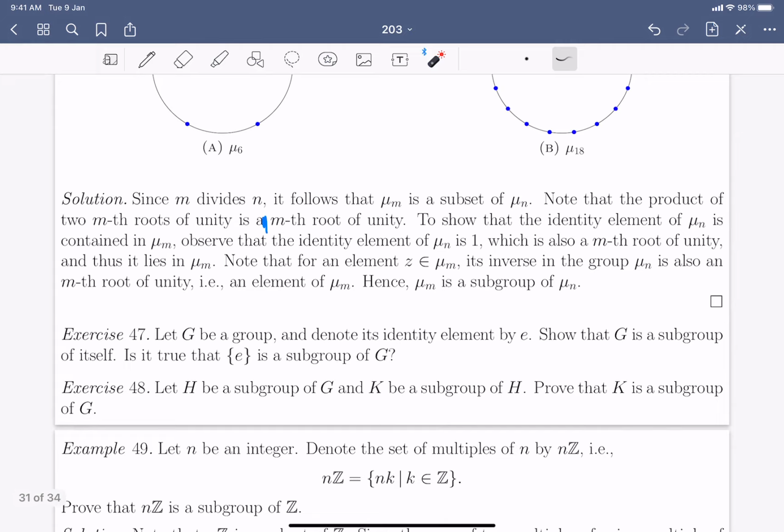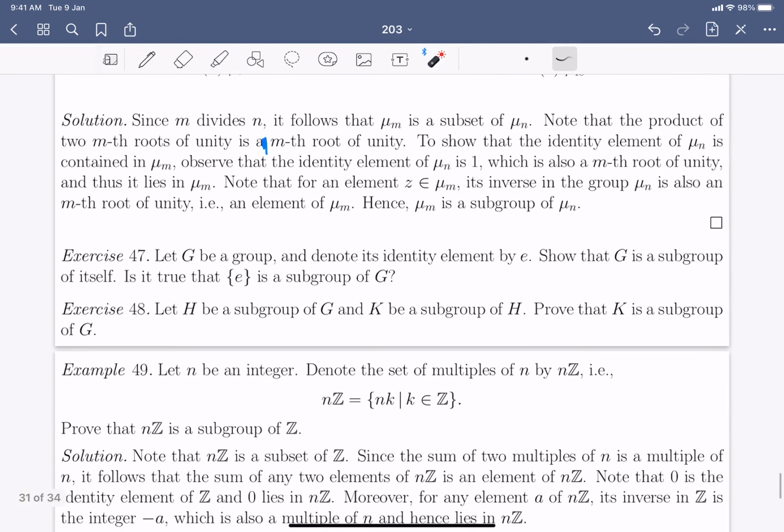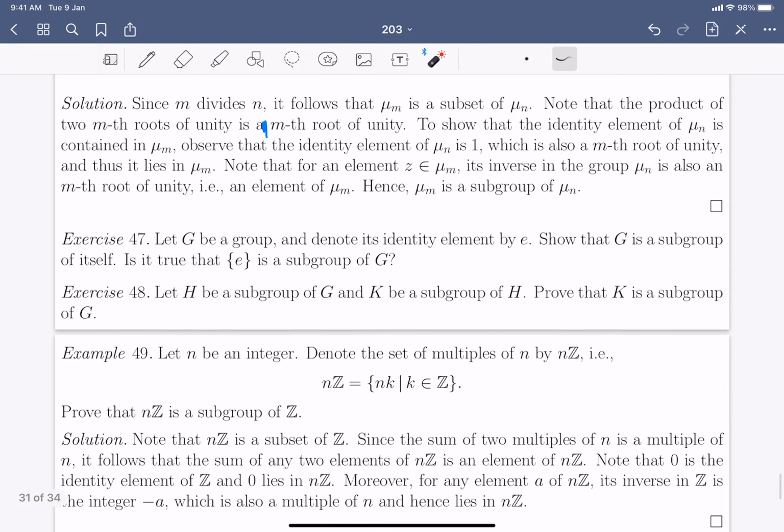So let's try to go through some exercise. It says that if you pick a group and denote its identity element by E, then you have to show that G is a subgroup of itself. And now I leave it to you to decide whether it is true that the subset of G consisting of the single element, namely the identity element, is a subgroup of G or not, okay? So this is what we need to figure out. So please try to work it out.